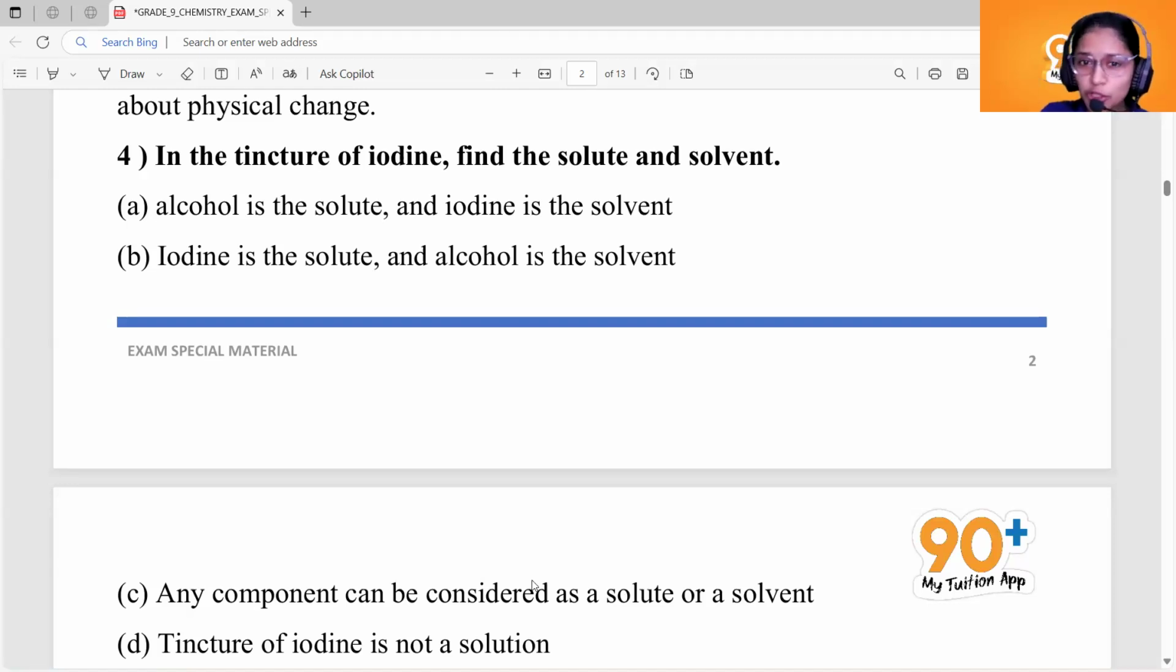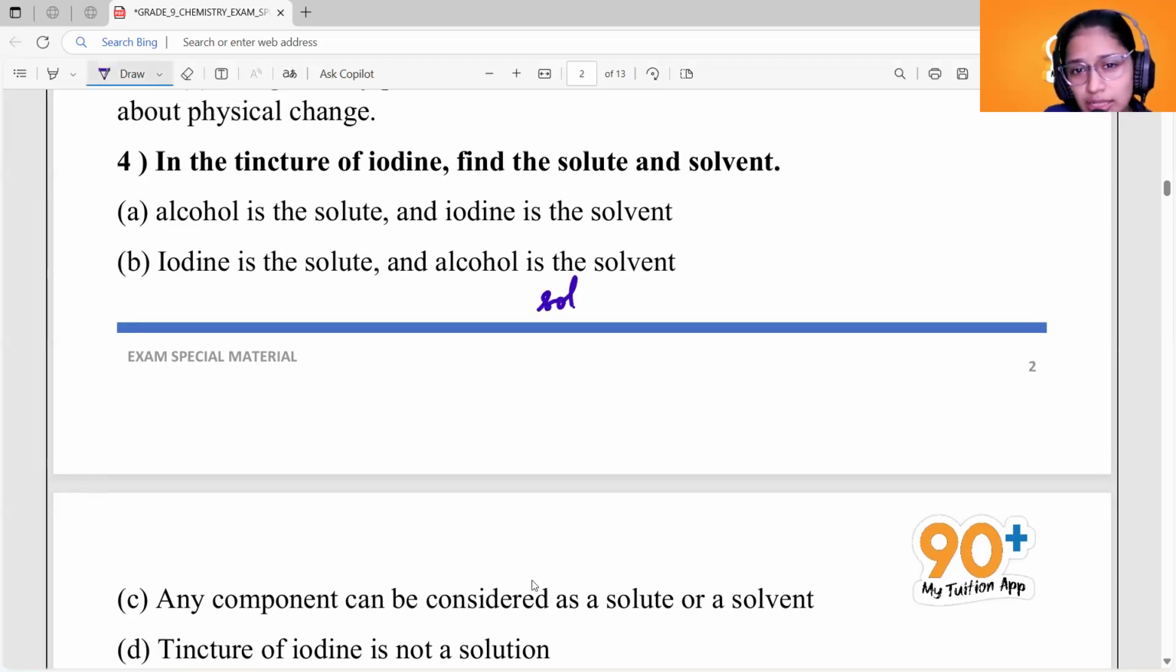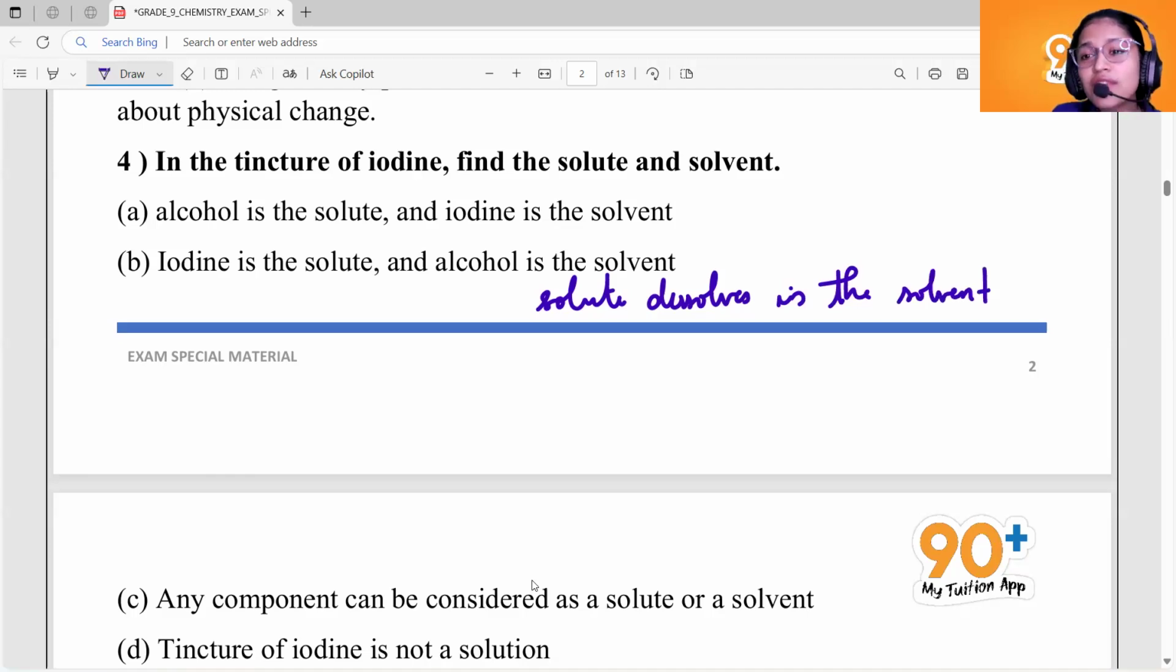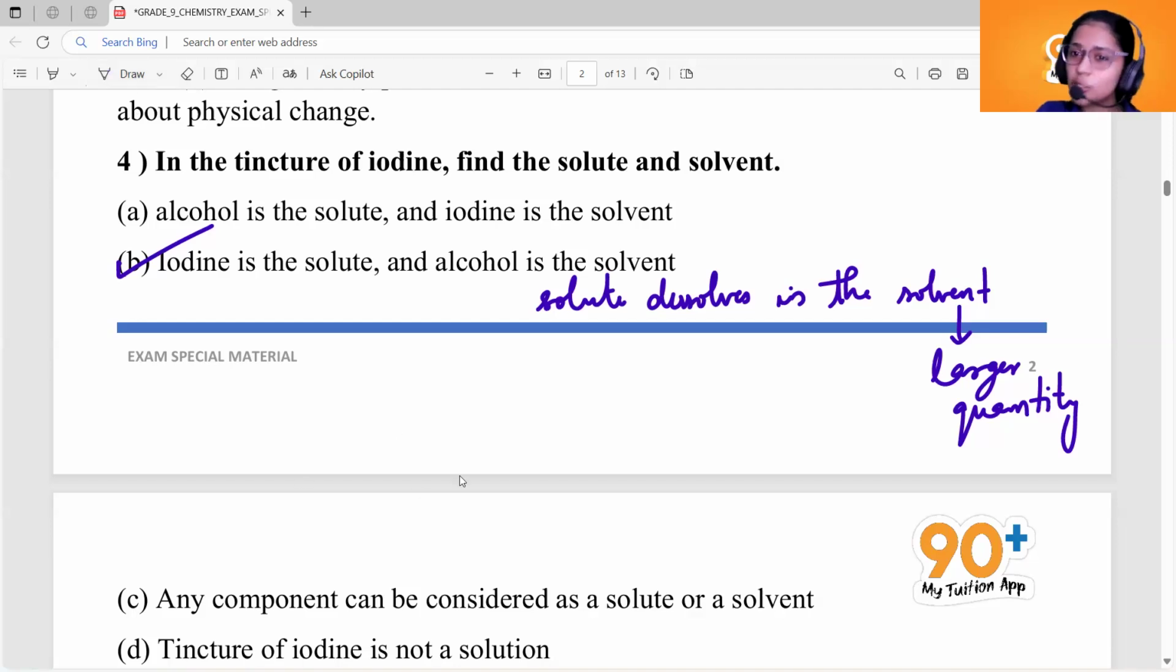We know that solute dissolves in the solvent. And also, solvent is present in a larger quantity in comparison to the solute. So tell me, in tincture of iodine, which one is the solute and which one is the solvent? It is option B. Iodine is the solute and alcohol is the solvent. So option B is again the right answer for this particular question.